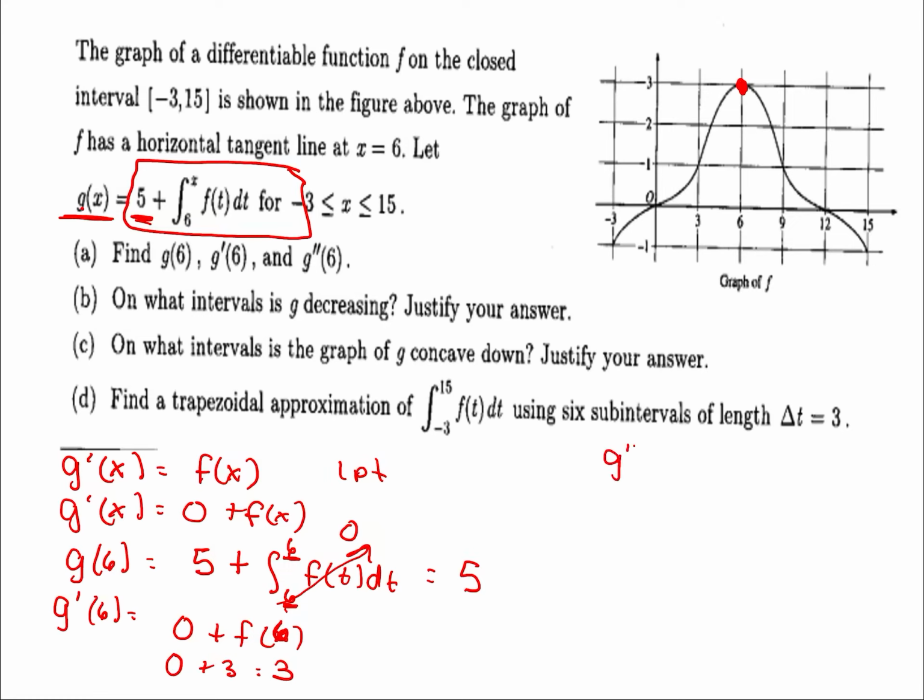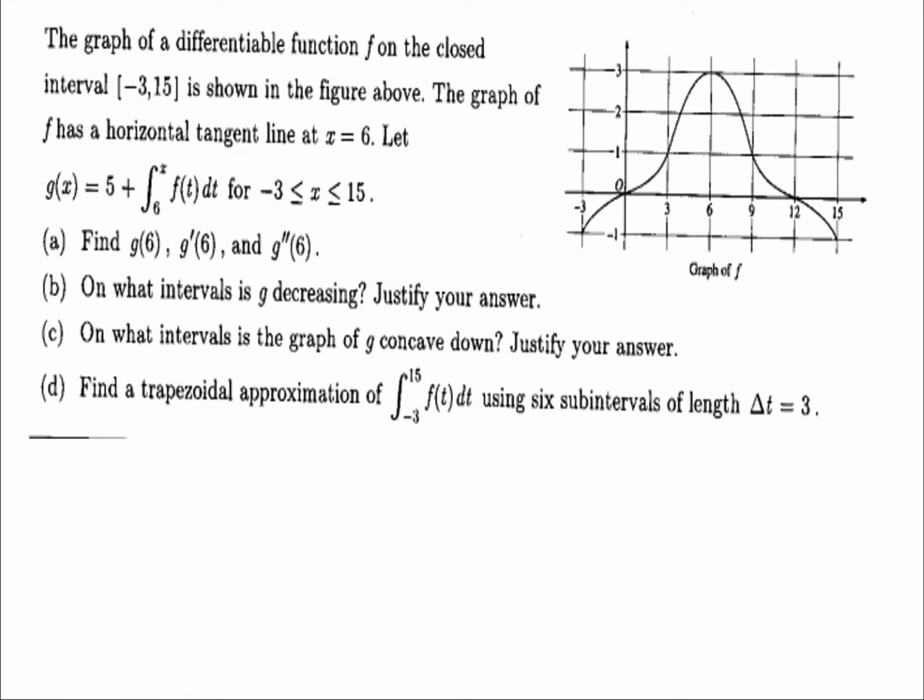And now to find g double prime of 6, g double prime of 6 is going to equal f prime of 6. So what is the derivative at 6? Well, we're told that there's a horizontal tangent line at 6, so that means the derivative has to be what? 0. So that was part A. It's probably worth 2 or 3 points. I know definitely 1 point for this, and then probably 1 point for finding the other 3 values.